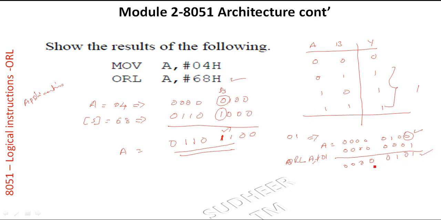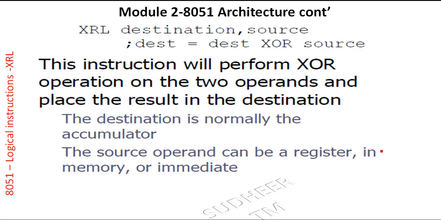So if you want to set a particular bit only, you can perform the OR operation with the corresponding bit equal to 1 in the source register. So that is one of the applications of the ORL instruction.